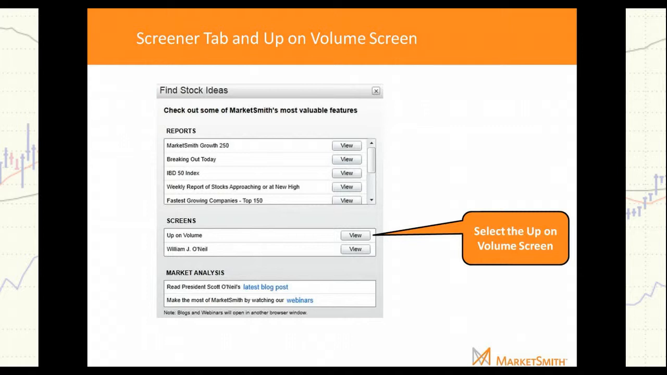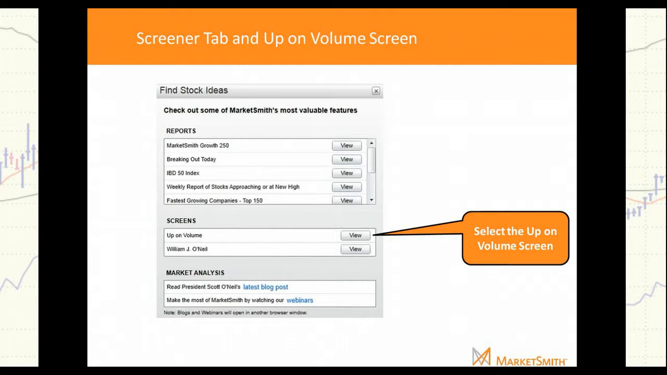Okay, the Up on Volume screen is going to bring back a bunch of stocks, but it's also going to filter out a lot of stocks that don't have the fundamentals in it. And so I like to run this a few times during the day. I'll go through those screens, and if I see one of the stocks that I'm familiar with gapping up at that point, then I'll consider it.